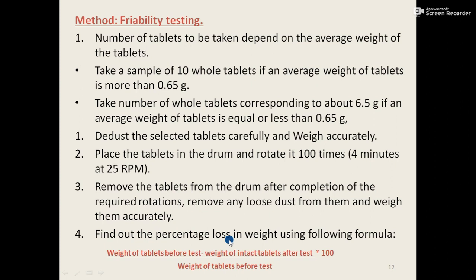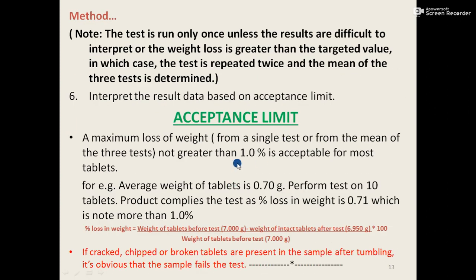Find out the percentage loss in weight using the following formula: the difference of the weight before test and after test, divided by the weight of the tablets before test, multiplied by 100. Here one point to be noted is that this test is run only once unless the results are difficult to interpret or the weight loss is greater than the targeted value. In this case, the test is repeated twice and the mean of the 3 tests is determined.